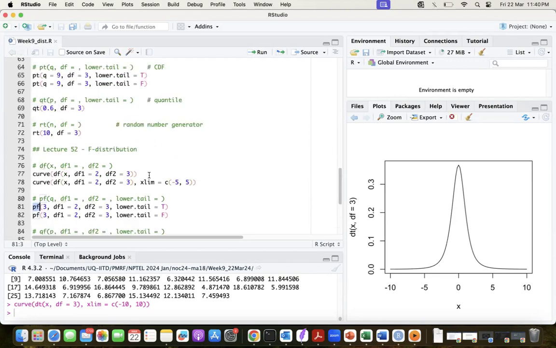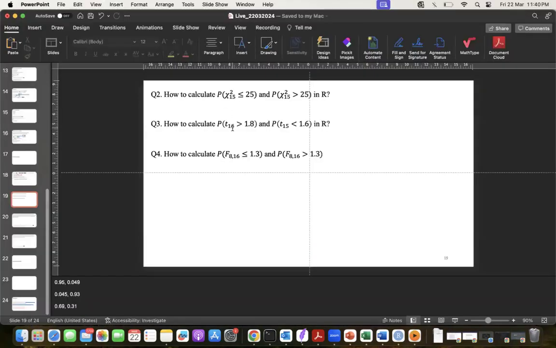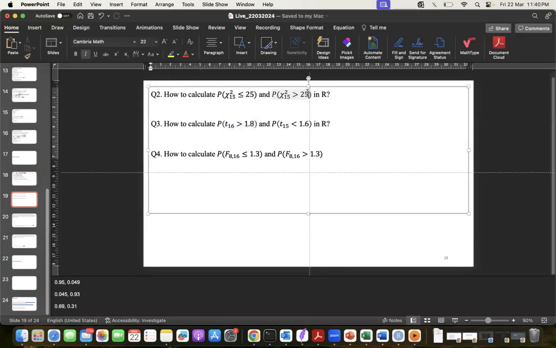In all of these cases, whether you have the chi-square, the t, or the f distribution, the first value is going to be this value right here that you're looking at. Then depending on whether it's chi or t, you write the degrees of freedom. So it's 16 or 15 in this case, and you'll have 2 degrees of freedom in case of the f distribution. When it's the less than or equal to symbol, the lower tail parameter has to be true. When it's the greater than symbol, the lower tail parameter has to be false. Lower tail means up to that value, and lower tail false means after that value, right?